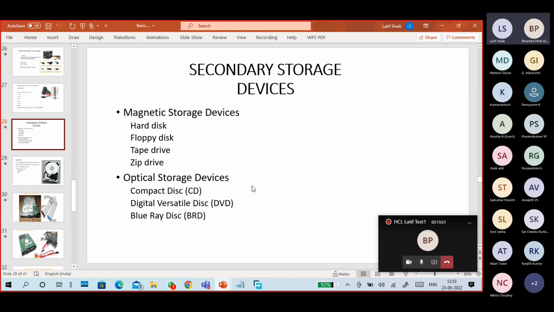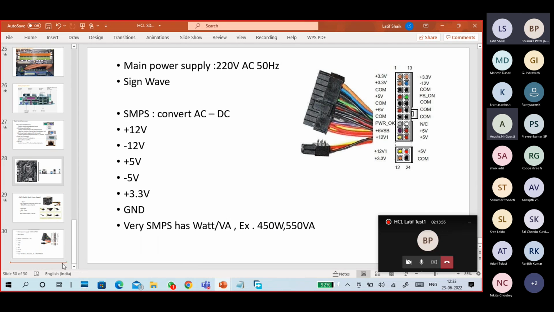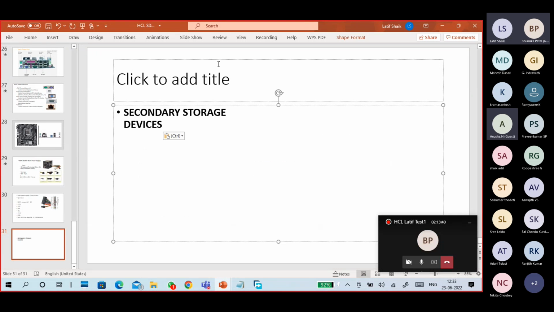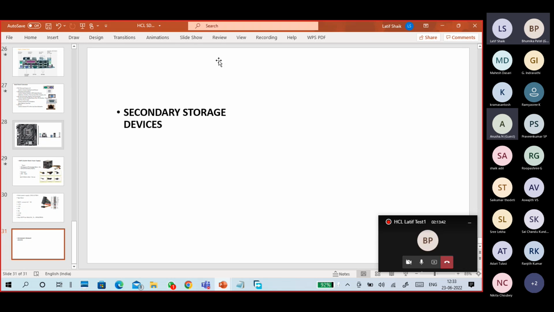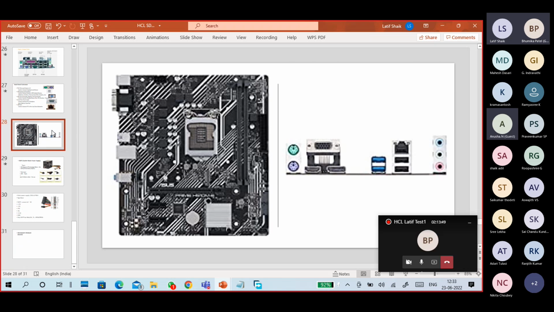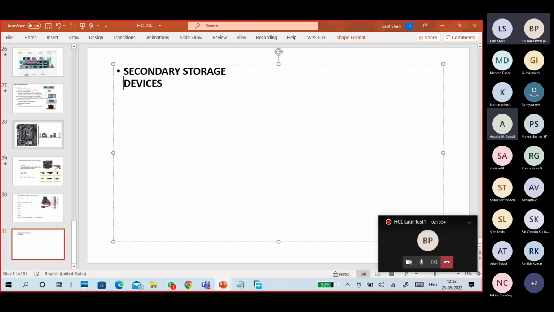Okay, so we'll see the storage devices, secondary storage devices. Why am I creating separate PPTs for all these things? Because there are a few things I can add here, like a live learning kind of stuff.